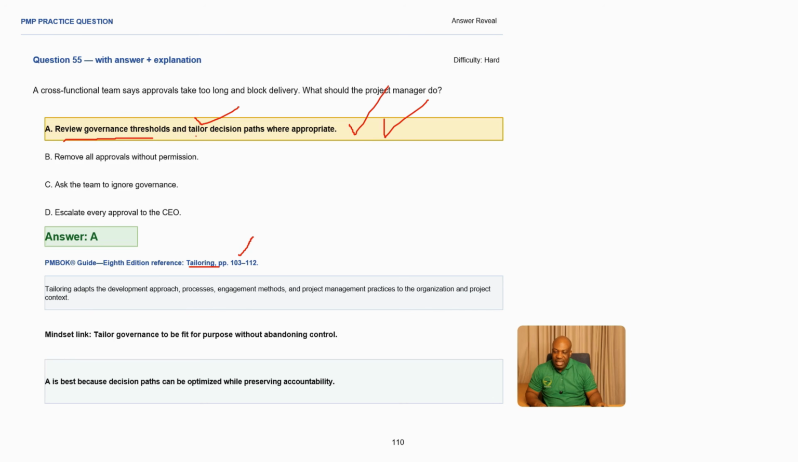Tailoring adapts the development approach, processes, engagement methods, and also project management practice to the organizational and project context. So you don't just apply everything blindly. You need to make sure that it applies to the project context. And the best mindset that you could apply here is to tailor governance to fit for purpose without abandoning control. So governance must be fit for purpose. It must serve something in a project, making A the best answer, because decision paths can be optimized while preserving accountability. A, the best answer.